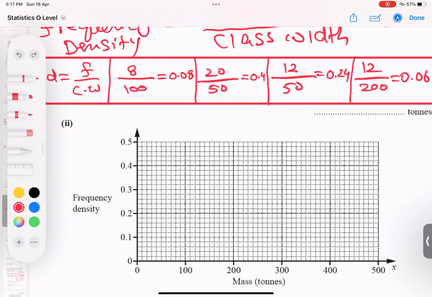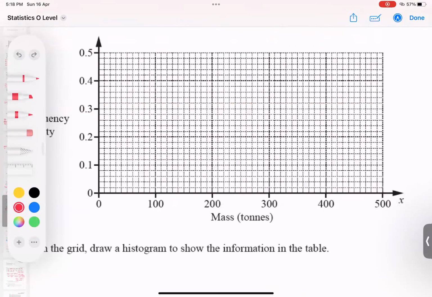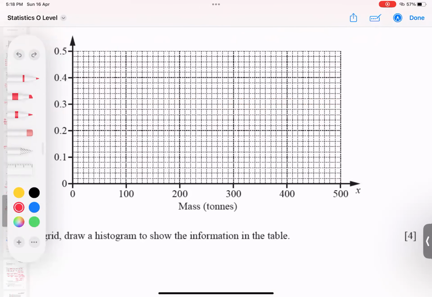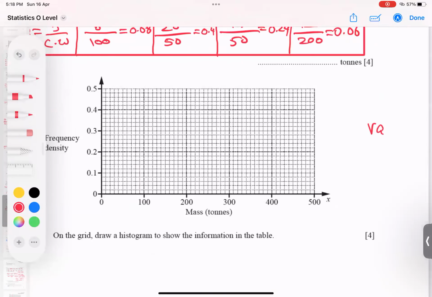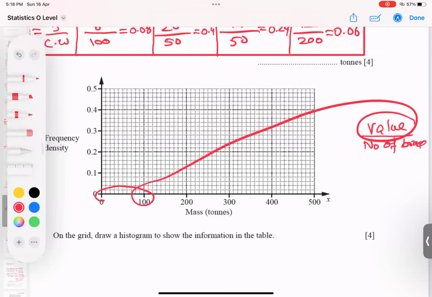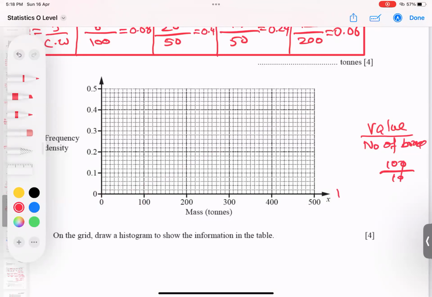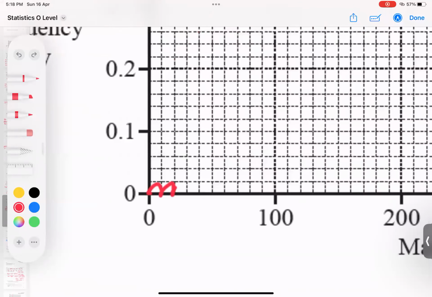Whenever we're doing graph questions, you must know one thing: the graph scaling is very important. What is the scale formula, students? I taught it, and I repeat again: value by number of boxes. Very, very important formula. The value is how much? 100 minus 0, 100. How many boxes, count please? 10 boxes. So one small box equals 10. Look: 10, 20, 30, 40, 50, 60, 70, 80, 90, 100. I believe all of you understand what is going on.